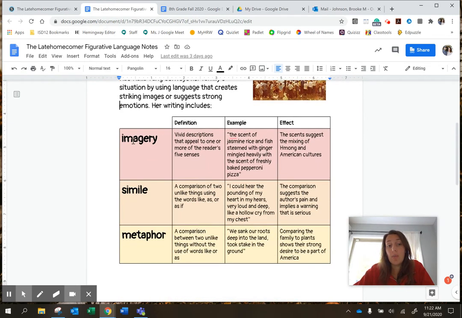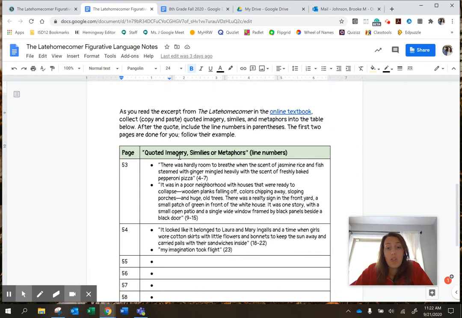Her writing includes imagery, which we've already talked about this week, simile, which is a comparison of two unlike things using the words like, as, or as if, and then metaphor, which we've already talked about this week. As you read the excerpt from The Late Homecomer in the online textbook, collect or copy and paste quoted imagery, similes, and metaphors into the table below. After the quote, include the line numbers in parentheses. The first 2 pages are done for you. Just follow their example. So as you read this story in the online textbook, you're just going to copy and paste literally from the textbook into here.